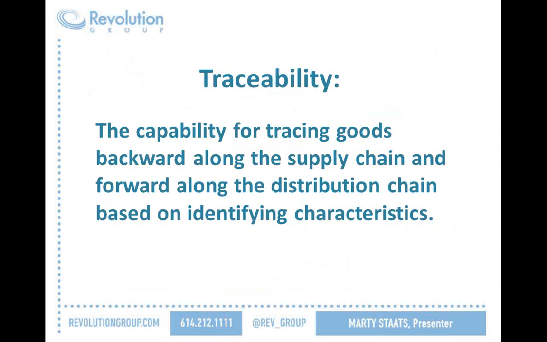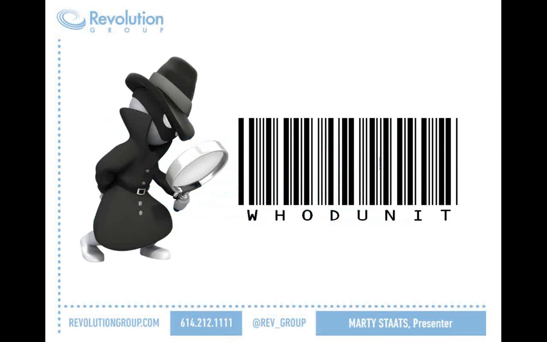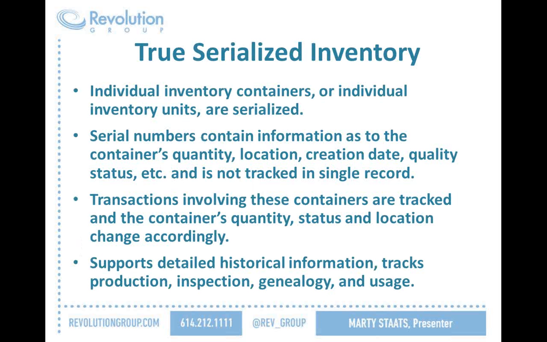So when we're looking at traceability, we're looking at the capability of tracing the goods all the way back to your suppliers and also along the distribution channels to your customers. So basically what we're looking for here, again, equating it back to the CSI, is a real whodunit, and we need to be able to respond.